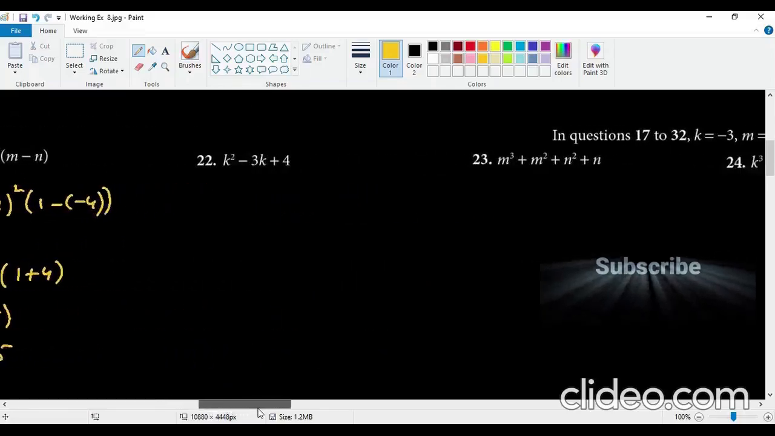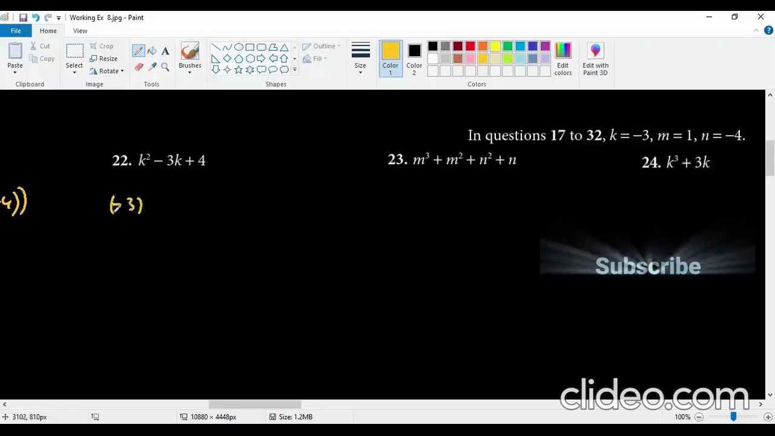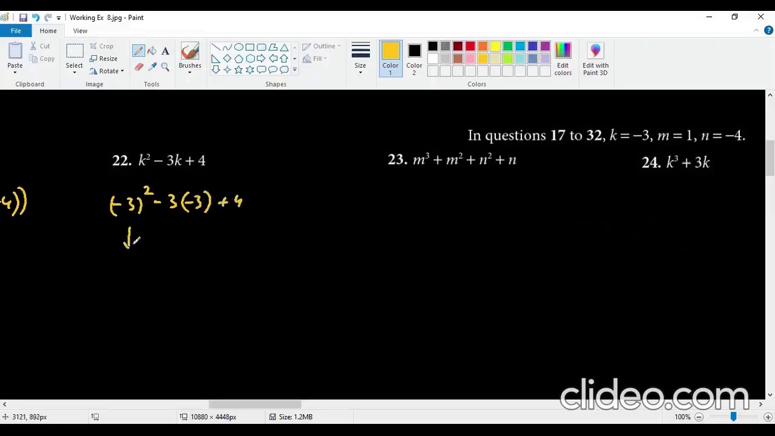Now comes question number 22. For question number 22, k value is negative 3, which is a square, and minus 3 times k value, which is negative 3 once again, and plus 4. Let's see. This gives you a 9, and plus 9 plus 4. So 18 plus 4 is going to give you a 22 as an answer.